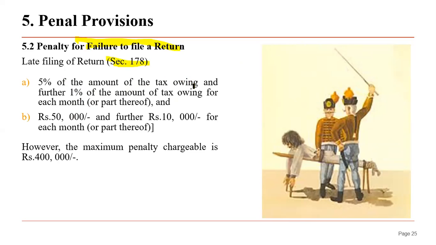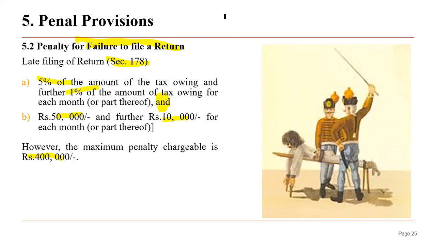5% of the tax owed. Let's say 5% is how much? And 1% of the tax liability for each month. Then 5% plus 1%. And here, see the wording: 50,000 plus 10,000 for each month or part thereof. However, the maximum penalty may be 400,000 for failure to furnish a return.